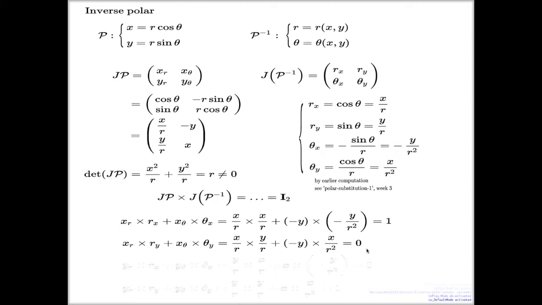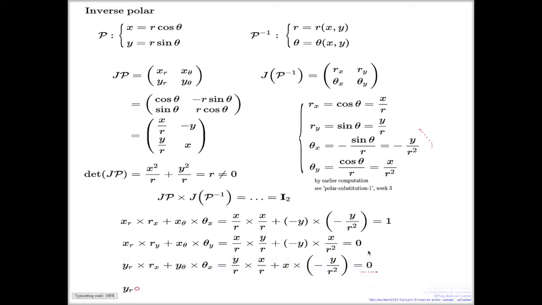Another two lines, so to verify this identity. This is a product of the second row here with the first column here. Y by R, it's for this YR, yes, right here. X by R, this is the, it is RX, sorry, from here. X is this component, and negative Y by R squared is this component. And it is 0. Very simple arithmetic.